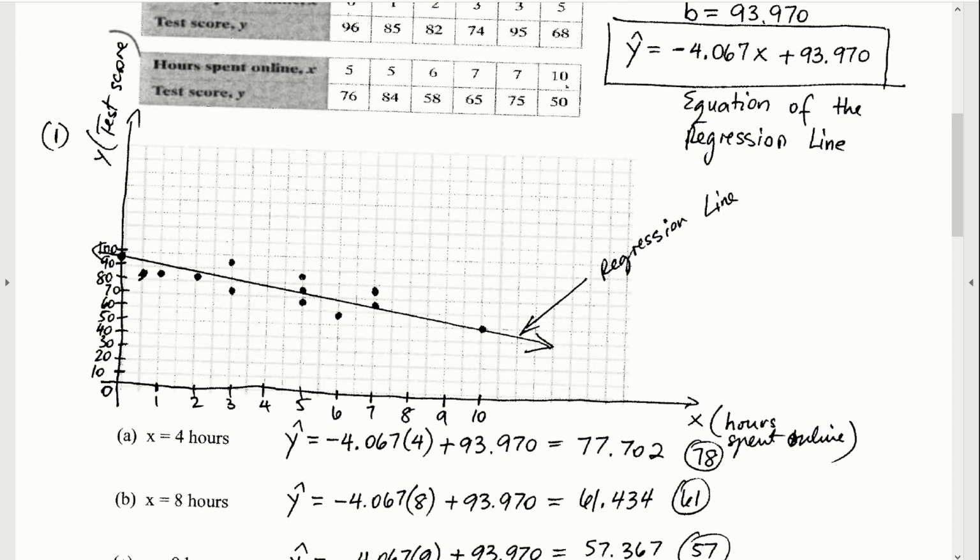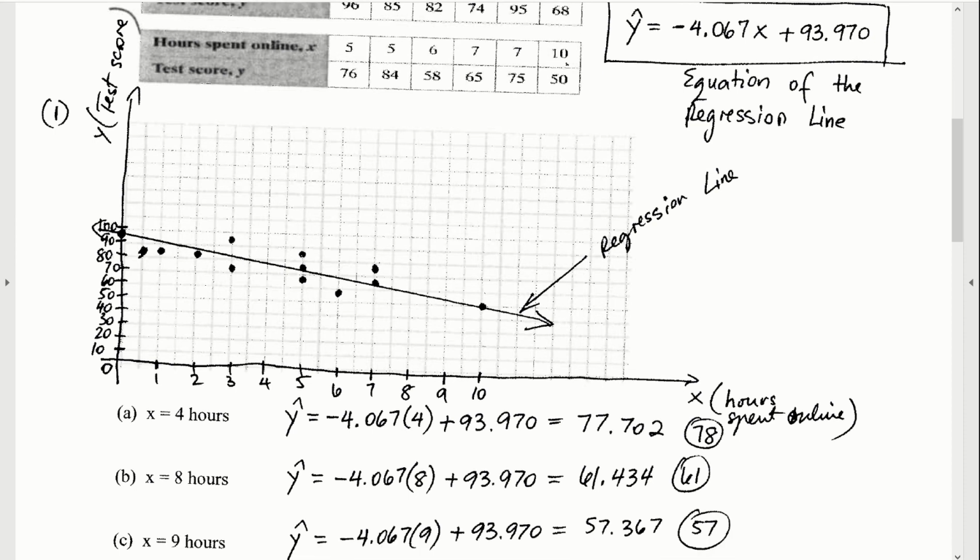77.702. Similarly, if I were to plug 8 in, what would be the expected grade for somebody that spends 8 hours online the day before? You would do negative 4.067 times 8 plus 93.970, and that would give us a predicted test grade of about 61.434.